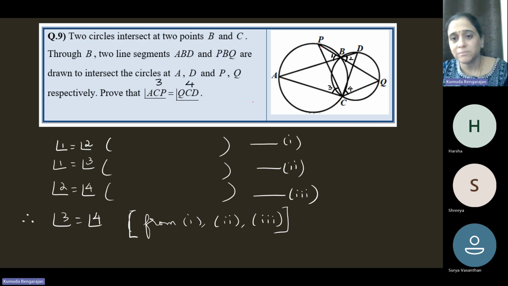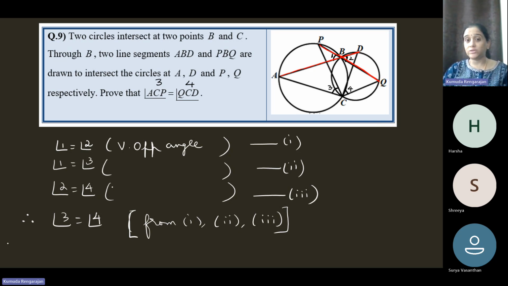See here. PQ is a line segment, and AD is another line segment which intersects at B. So vertically opposite angles are equal. So 1 is equal to 2, vertically opposite angles are equal.